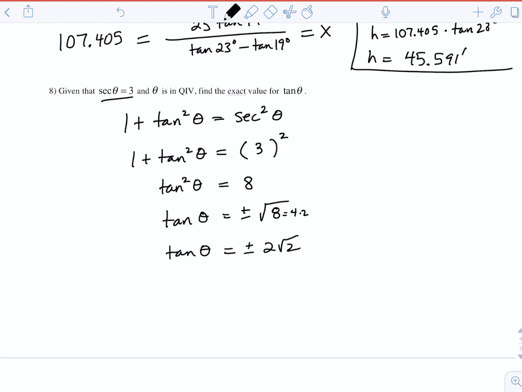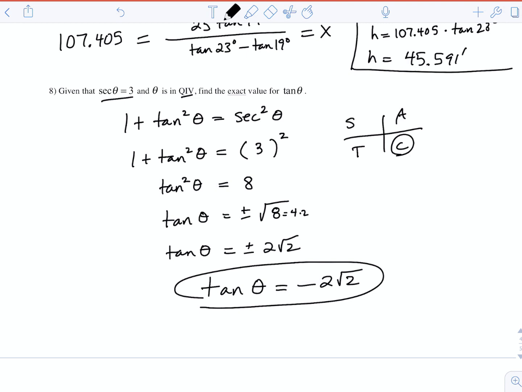So the last part is, is it supposed to be the positive one or the negative one? So, in a smart trig class, this is quadrant 4, so that means cosine is supposed to be positive, tangent is supposed to be negative. So it's negative 2 square root of 2, that's the exact answer.